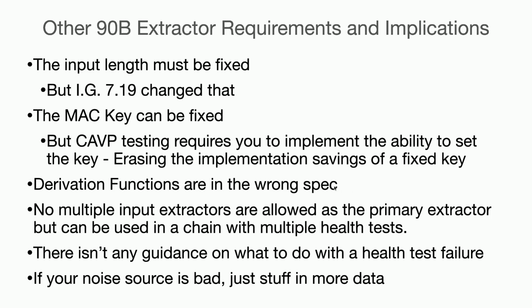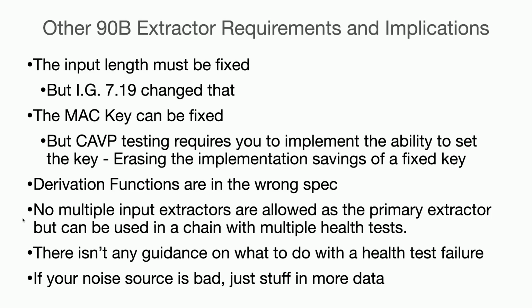Derivation functions, we've talked about, they're in the wrong spec. They should be in 90B, and they shouldn't be keyless algorithms. They should be keyed algorithms like message authentication codes, because there are academic algorithms, so academic proofs, which give you the strong reasons for doing it that way.